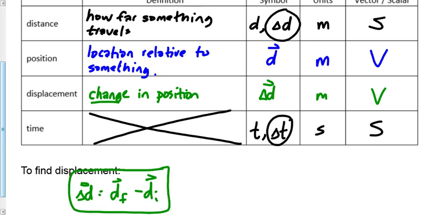But the other way of finding displacement, if we're given different variables, looks a bit different. If I said I walked 10 meters north, and then I walked 3 meters to the north, I wouldn't subtract, would I? I'd add. If we're given positions, we subtract. If we're given displacements, we add.